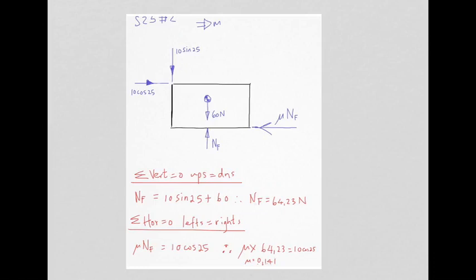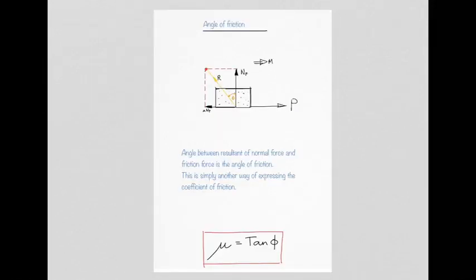Then we do sum of horizontals again, equal to 0, or alternatively, lefts equal rights. It means the same thing. So we have from right to left mu NF, and from left to right 10 cos 25. We solve for mu at 0.141, no units, a unitless ratio, the coefficient of friction. Next we must do angle of friction.